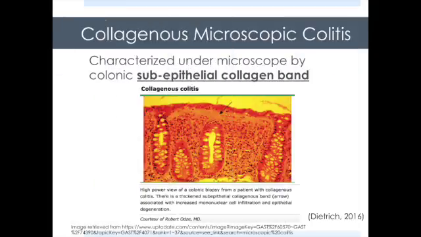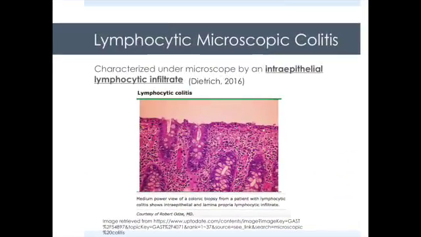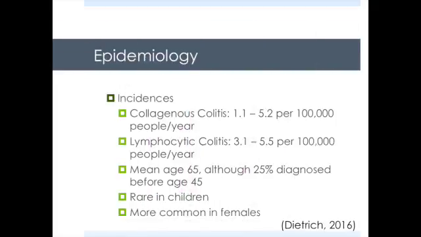The two subtypes of microscopic colitis are collagenous colitis and lymphocytic colitis. Collagenous microscopic colitis is characterized by a collagen band under the epithelial layer of the colon upon microscopic tissue examination. Lymphocytic microscopic colitis is characterized by lymphocytes infiltrating the epithelial layer of the colon. Although there are visual differences between collagenous colitis and lymphocytic colitis, some believe that the two are merely different stages of the same disease. Lymphocytic colitis is more common than collagenous.